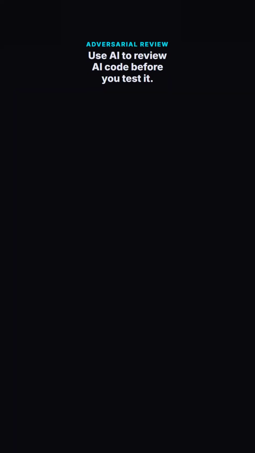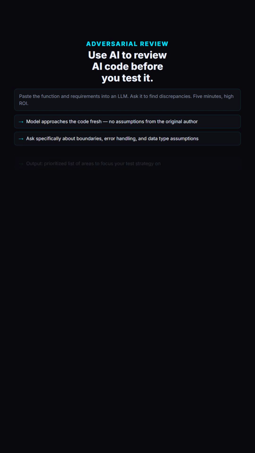Here is an advanced technique called adversarial review that is worth adding to your workflow for any pull request containing significant AI-generated code. Before you write your tests, paste the AI-generated function into a language model along with the requirements it is supposed to implement. Ask the model to compare the implementation against the requirements and identify any discrepancies. Ask it specifically to look at the boundary conditions, the error handling completeness, and any assumptions the code makes about input data that might not hold in your system. Ask it what scenarios the implementation does not handle.